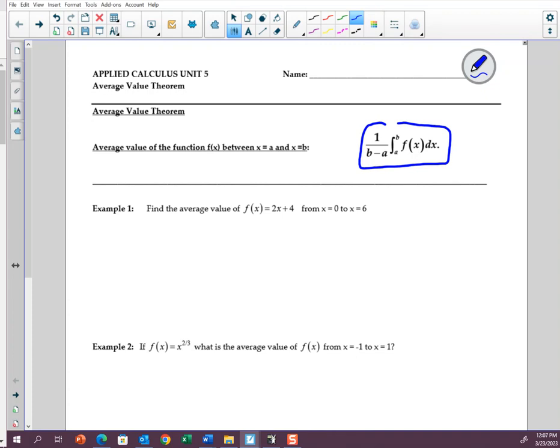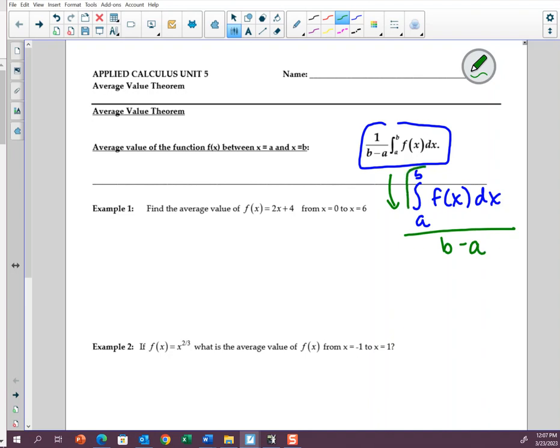If we break it apart, we can see we've got our standard integral that we're going to use the fundamental theorem on. So the integral from a to b of f of x dx will give the total change of f of x between a and b. Multiplying by 1 over b minus a is exactly the same as dividing by b minus a.